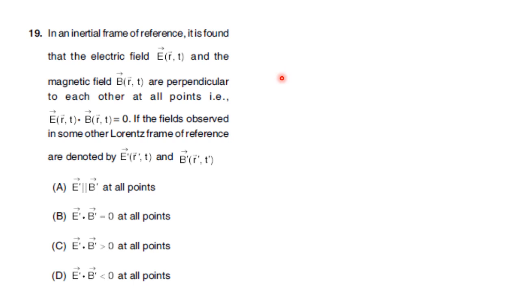So as we know, in Lorentz frame of reference the properties such as E dot B and E square minus c square B square are both invariant. So it is given that in the inertial frame of reference E dot B is equal to 0 at all the points. Therefore in the Lorentz frame of reference also that is true. Therefore we can say that option B is correct: E prime dot B prime is equal to 0 at all points.